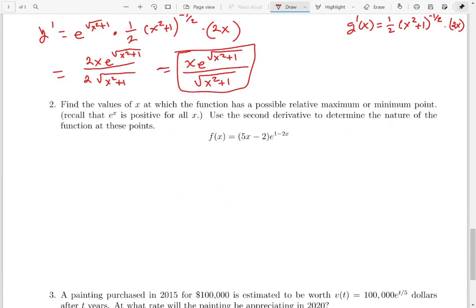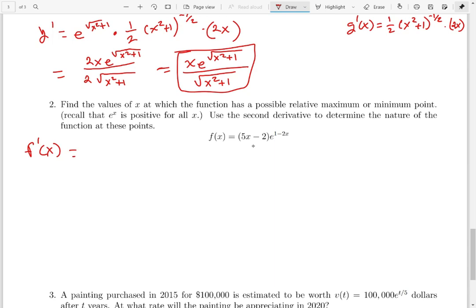Alright, so now that we can take derivatives of the exponential functions with a base e, let's find the values of x at which the function has a possible relative maximum or minimum point. And then we're going to determine if there is a maximum or minimum. So recall, how do we do this? We use the first derivative test. So what's the first derivative test? The first derivative test says find the first derivative and set it equal to 0. So let's find f prime of x.